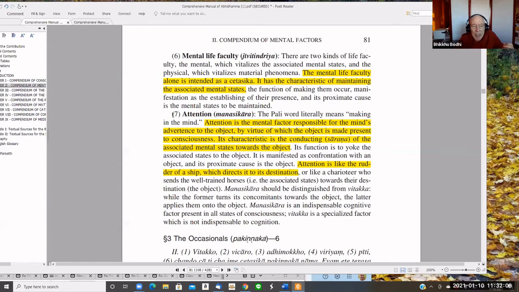And then the seventh universal mental factor is attention. Attention is said to be the mental factor responsible for the mind's advertence to the object, turning to the object, the factor by reason of which the object is made present to the citta. The commentaries say its characteristic is conducting or leading the associated mental states, including the citta, towards the object.